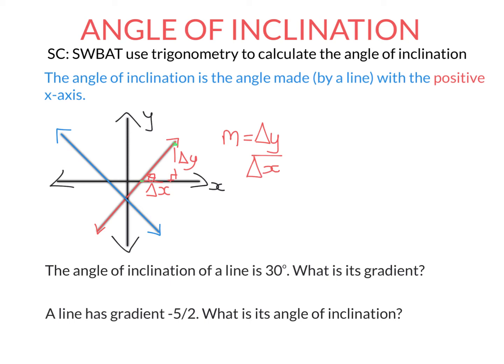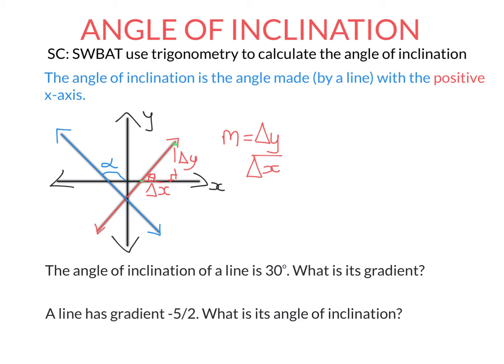Thank you so much for tuning into this video in which we will look at the angle of inclination, which is the angle made by a line with the positive x-axis. So for this red line here, its angle of inclination is this angle here. For this blue line, which is leaning to the left, its angle of inclination isn't the angle in there, because it's got to be the angle made with the positive x-axis. The angle of inclination of the blue line is this angle here. I'll just call it alpha.